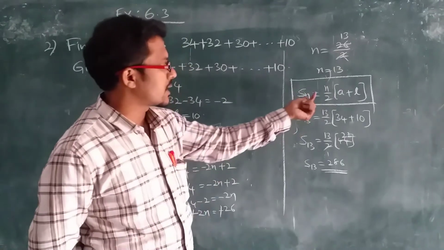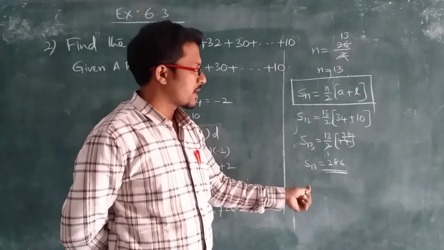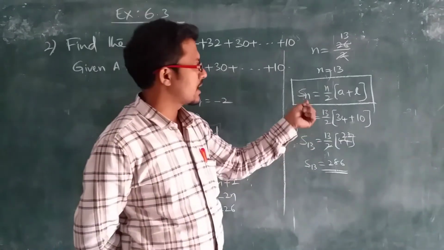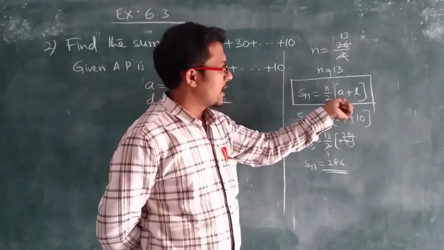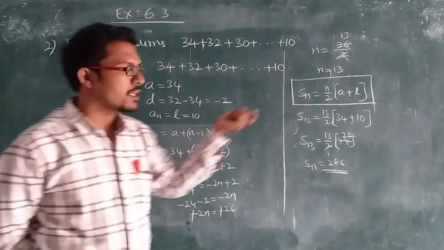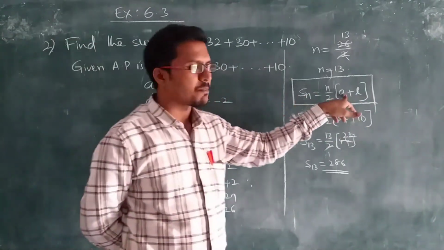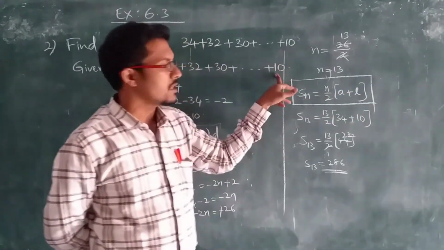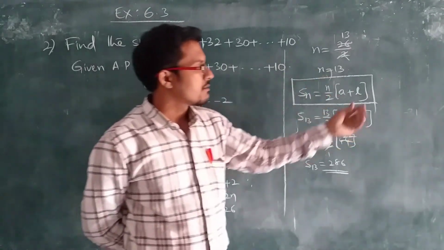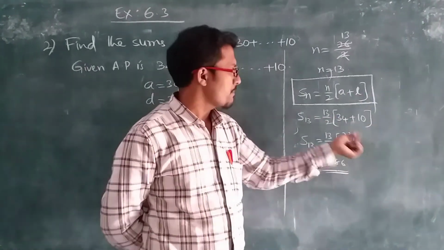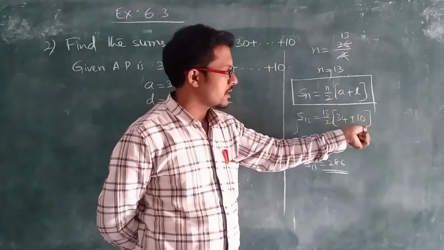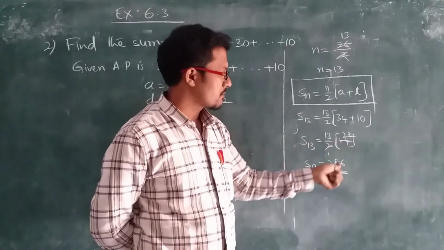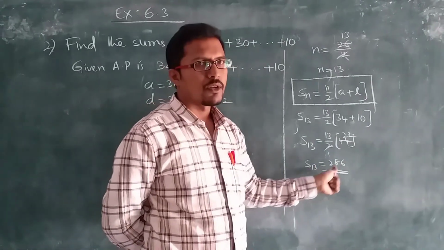So, let us substitute 13 here and we can find S13. S13 is equal to the number of terms, 13, by 2 into A plus L. We are writing the second formula here, A plus L. Why are we writing A plus L here? We know the last term, so to make it easy, we are writing the last term here. 13 by 2, A is 34, plus L is 10. By calculating this we will get S13 is equal to 286.